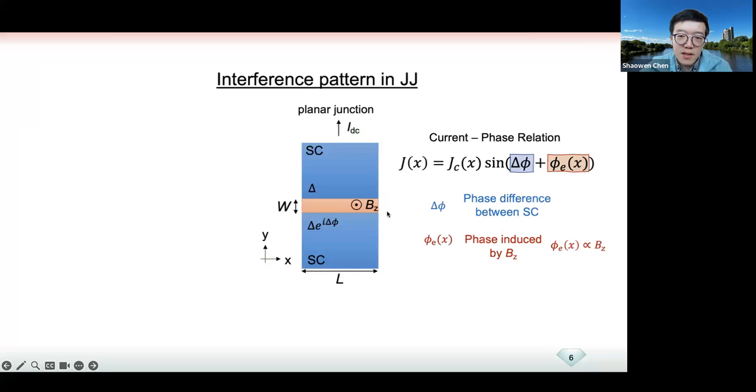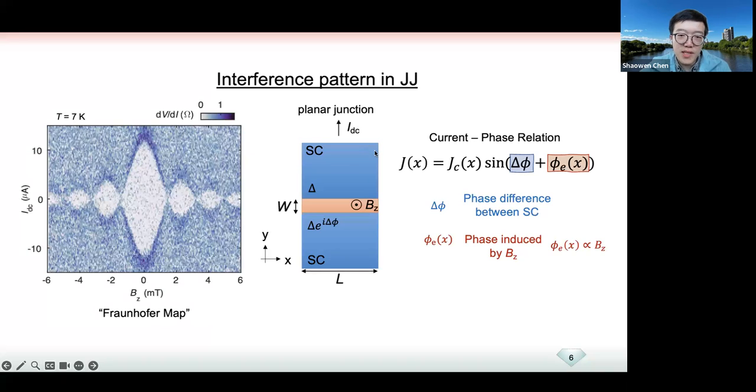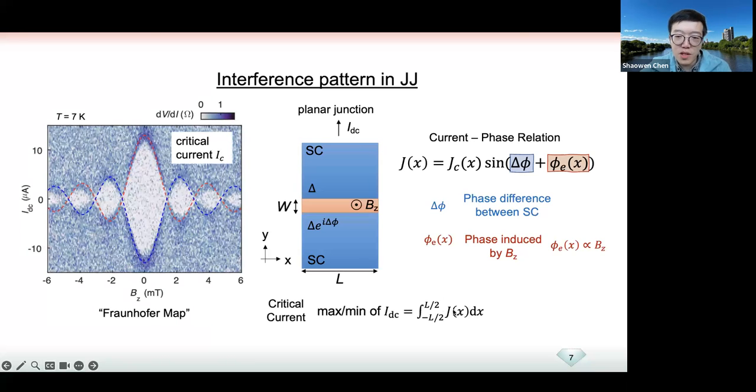In this case, the current density along the x direction of the junction is also given by the sinusoidal current-phase relation, whereas the phase now has two components. First is the phase difference between the superconducting electrodes, delta phi. The second is the phase induced by the perpendicular magnetic field. It could take some complicated form, but in general it's proportional to the external field. And the total DC current is then nothing more than the integral of the current density.